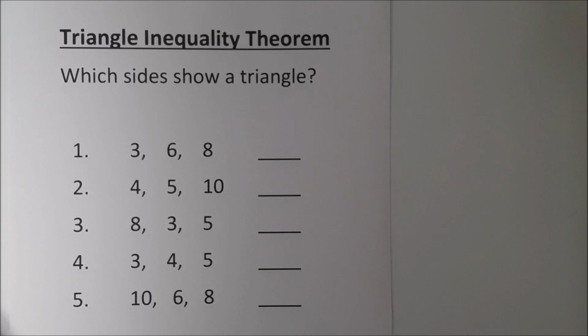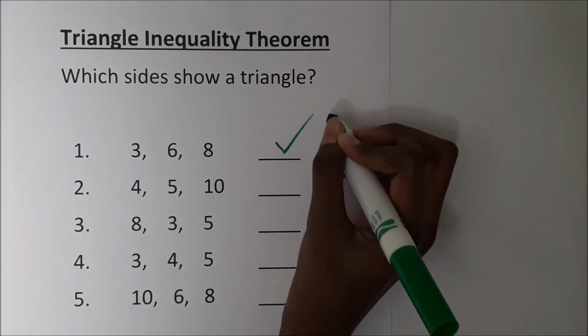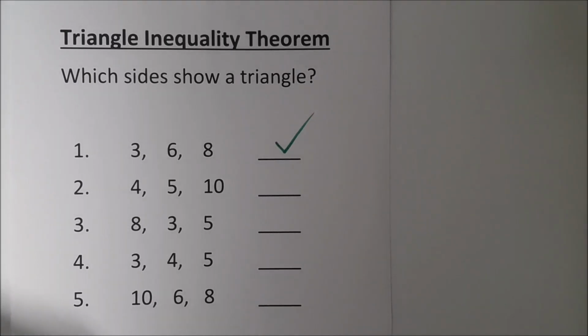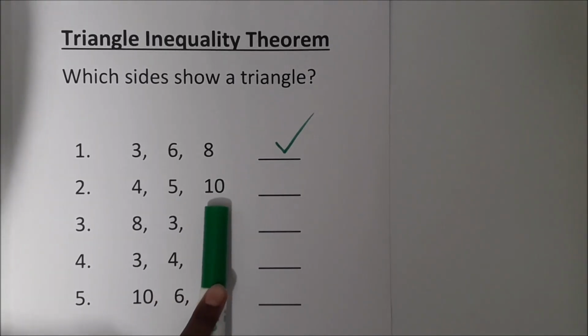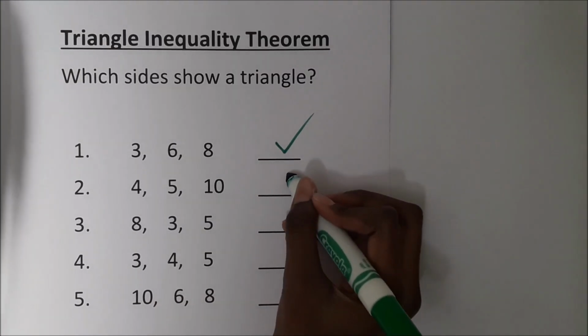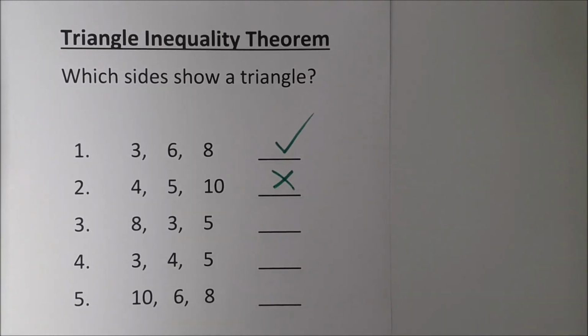So the easy way to do it is look for the two smaller ones, 3 and 6, and once they add to give you more than the other number, then you're okay. 3 and 6 is 9, it's greater than 8, so tick it. That's a triangle. Find the smaller numbers in number 2. Add 4 and 5, which is 9, and 9 is less than 10. So right away, it is not a triangle. Very good. Go to the next one.